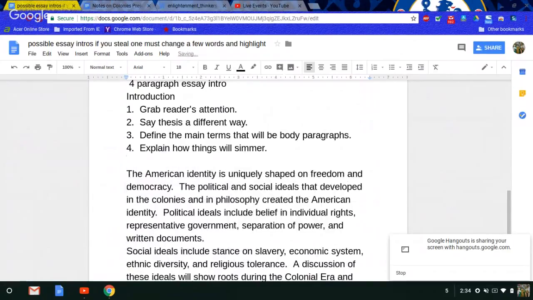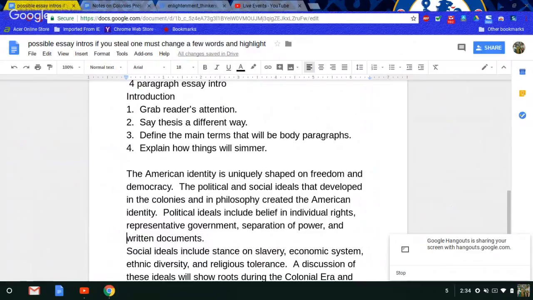This one has the same first sentence. The American identity is uniquely shaped on freedom and democracy. The political and social ideals that developed in the colonies and in philosophy created the American identity. That's the first two sentences, the same. But then this only says political ideals include belief in individual rights, representative government, separation of power, and written documents. So you have to mention some of them.